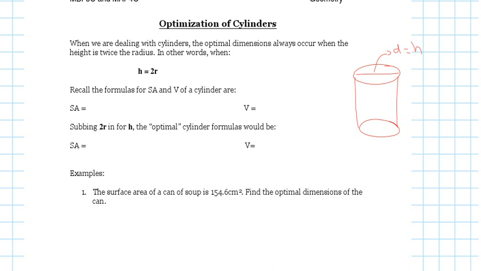Our formulas don't deal with diameter, they deal with radius. If you go back to the cylinder formula, what is the formula for a cylinder's surface area? It's 2 pi r squared plus 2 pi r h. And then the volume is pi r squared h. So we deal with the radius, not the diameter. Instead of writing that the diameter is equal to the height, we write that the height is equal to 2r, because we know the diameter is twice the radius. Are we okay with that?